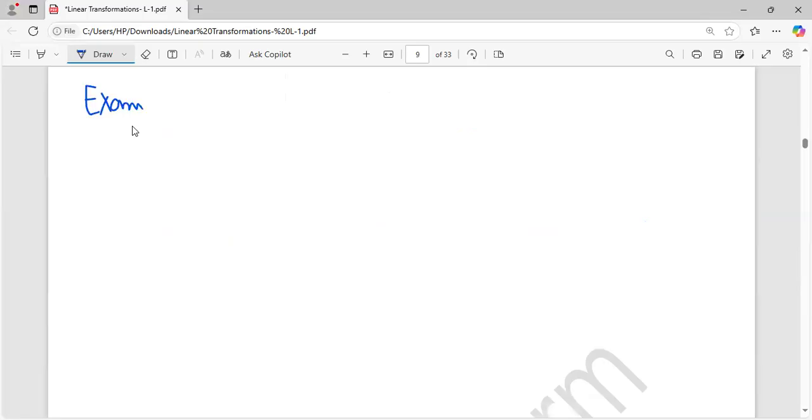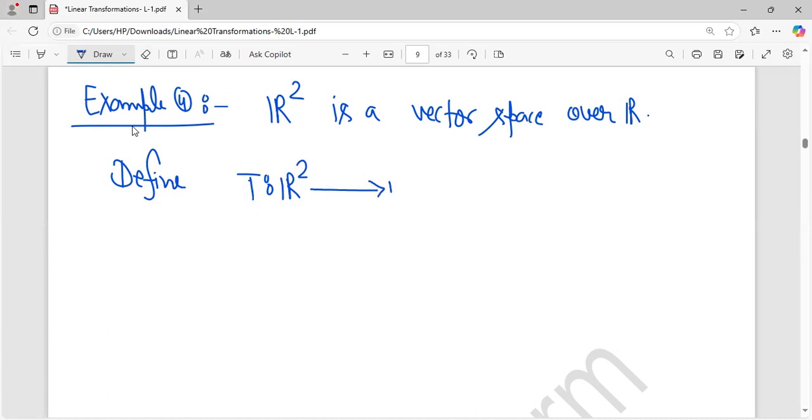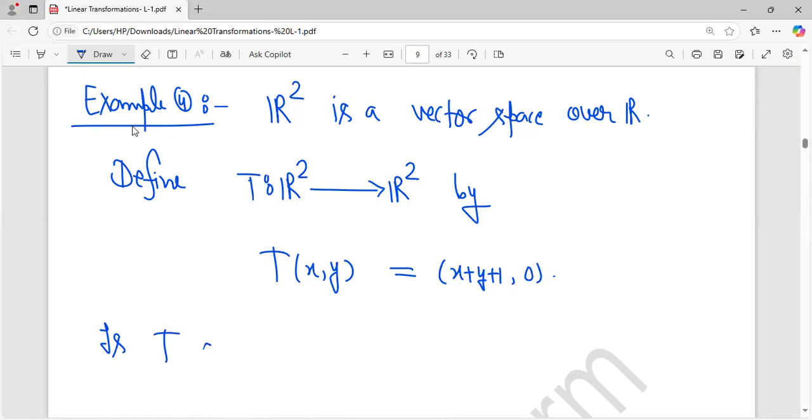Example 4. R square is the vector space over R. Define T from R square to R square by T(x, y) = (x + y + 1, 0). Is T a linear transformation?